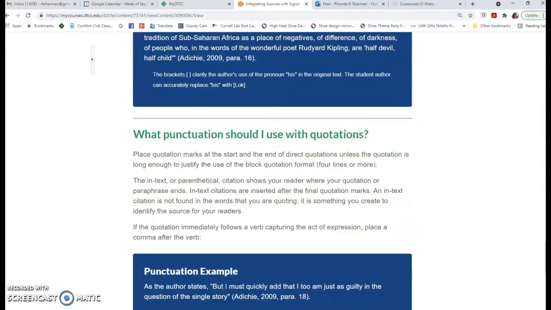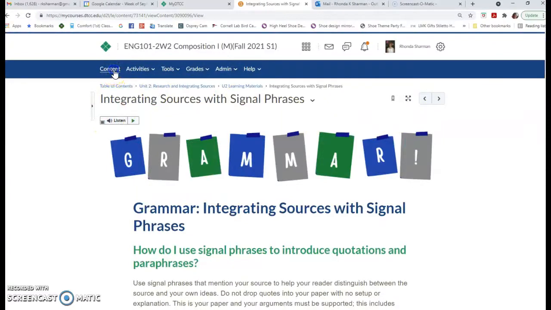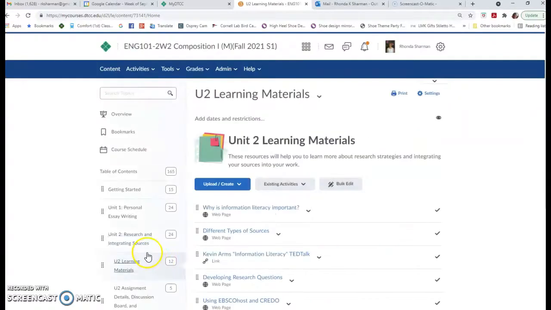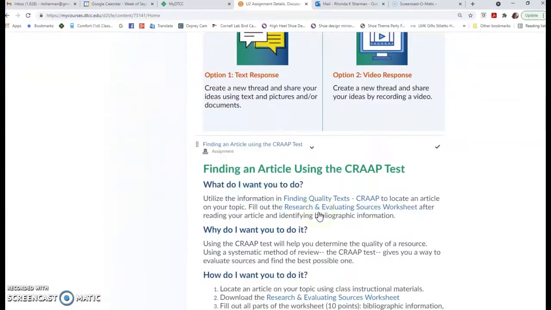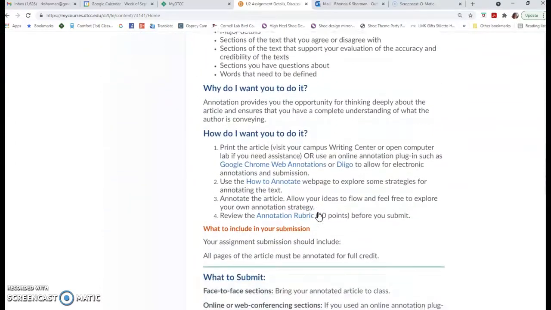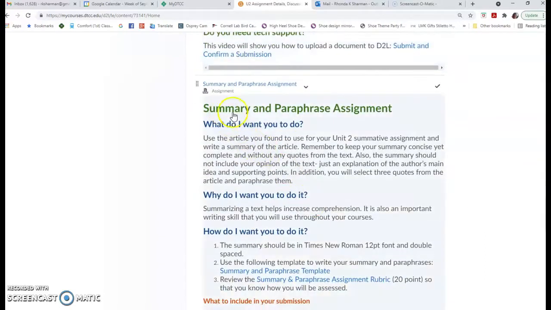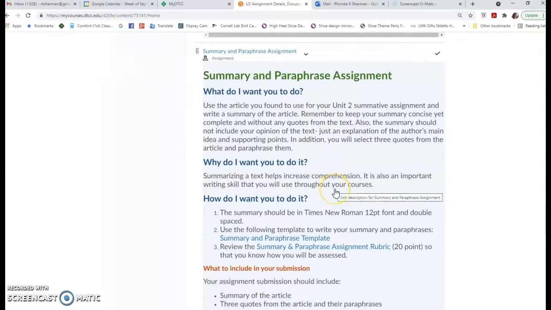When you're done, then you can go to the Unit 2 assignments. We've already done several of these, but where we are now is the summary and paraphrase assignment. So for this assignment, you are going to use the same article that you found for the CRAP test and for the annotating assignment. Using that same article, you should be very comfortable with it. You've read it many times now.